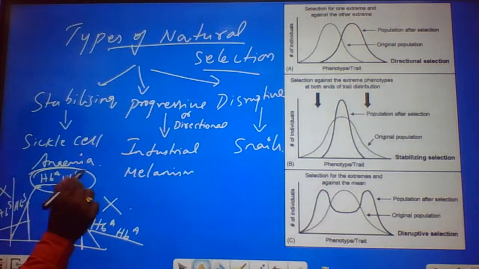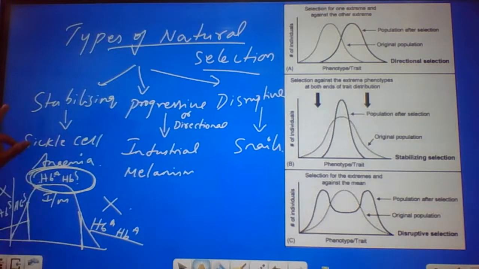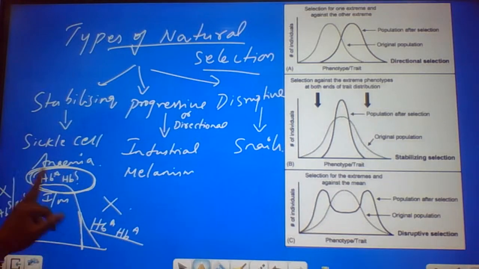So the nature is favoring the intermediate. This is the intermediate form, that is, one is with HbA, the other one is with HbS. So this is an example for the stabilizing type of natural selection, like sickle cell anemia, where the nature is not allowing both the extremes to prosper, and is supporting the intermediate, that is HbA and HbS, the heterozygous condition. So this is a classical example for stabilizing type of natural selection.